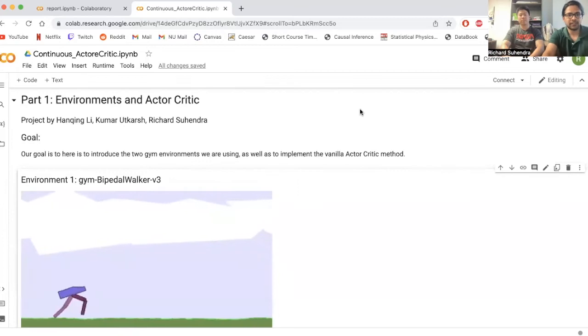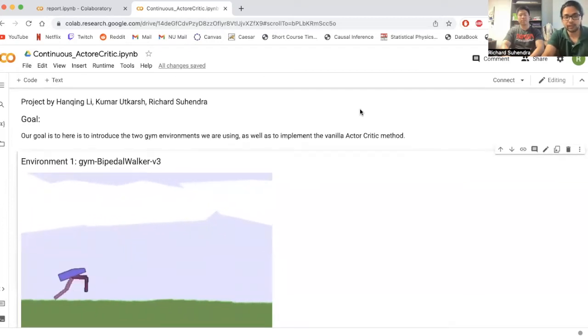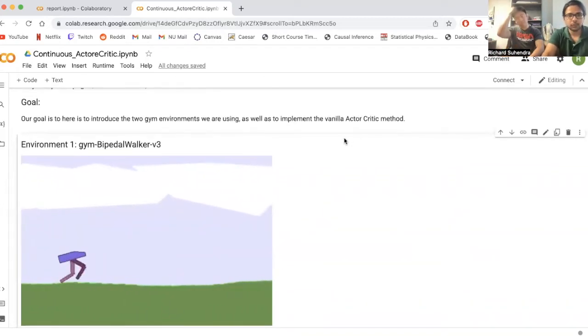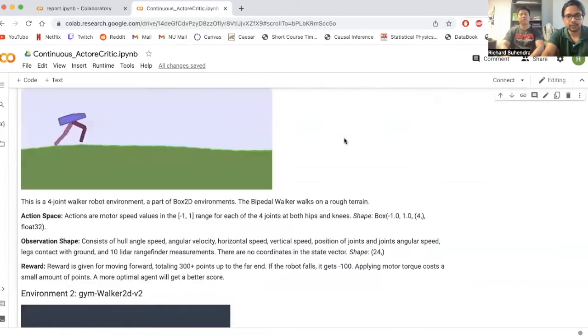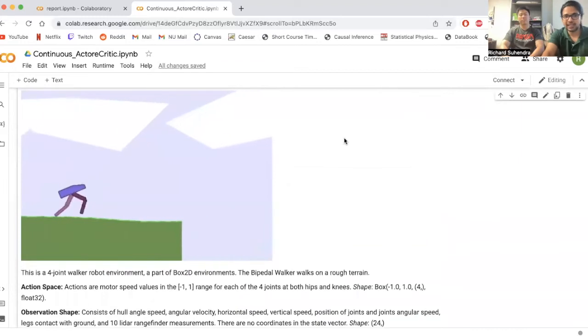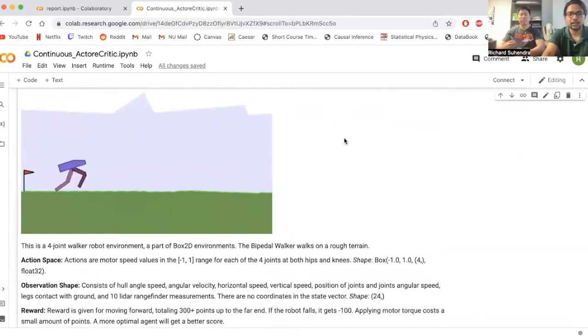For our project, we'll be presenting on the implementation of the soft actor critic method. To begin with, we introduce the environments that we will be working in. We'll be working on two environments, the Gym bipedal walker and the Gym walker 2D. For both these environments, the action space is continuous.